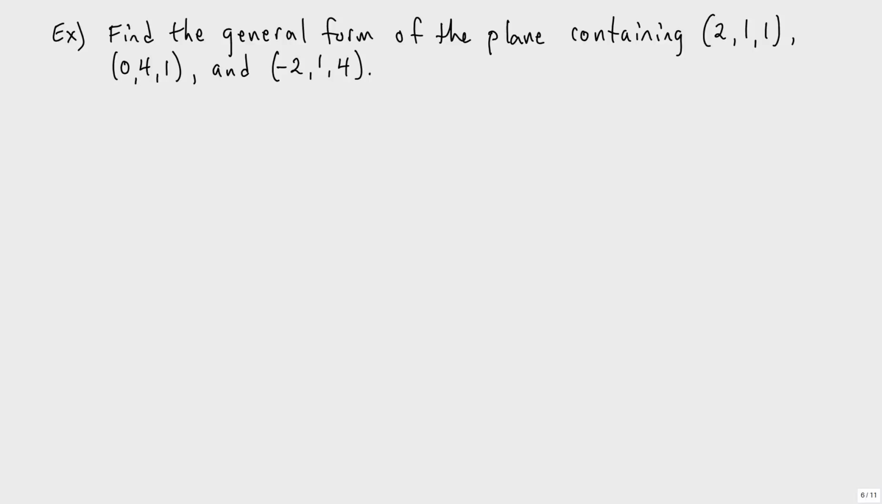Alright, so let's find the general form of the plane containing 2, 1, 1, 0, 4, 1, and negative 2, 1, 4. So 3 points to find a plane, 2 points to find a line, 3 points to find a plane. So let's find the equation of the plane containing those 3 points.